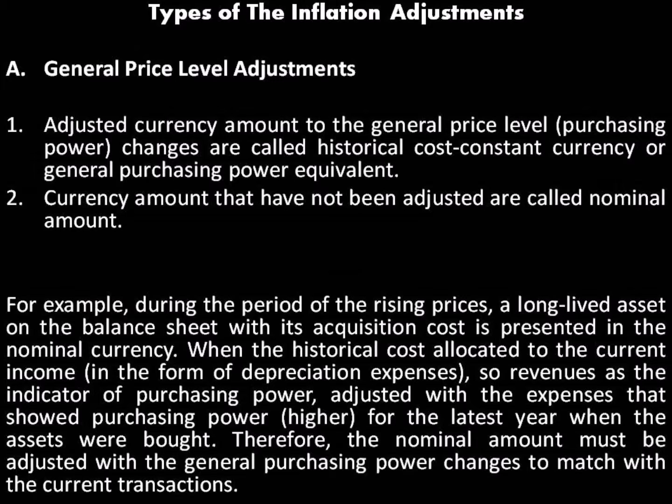For example, during a period of rising prices, a long-life asset on the balance sheet with its acquisition cost is presented in nominal currency, when the historical cost is allocated to current income in the form of depreciation expenses. So, revenue as the indicator of current purchasing power is matched with expenses that show higher purchasing power from the earlier year when the assets were bought. Therefore, the nominal amount must be adjusted with the general purchasing power change to match the current transactions.